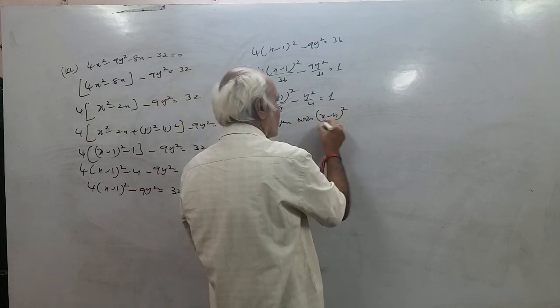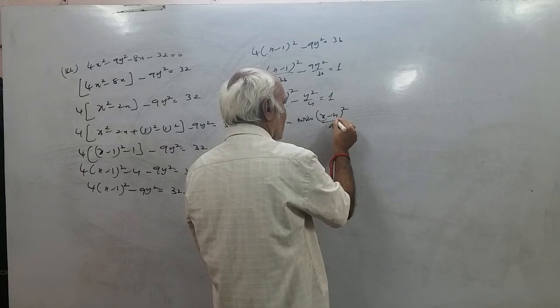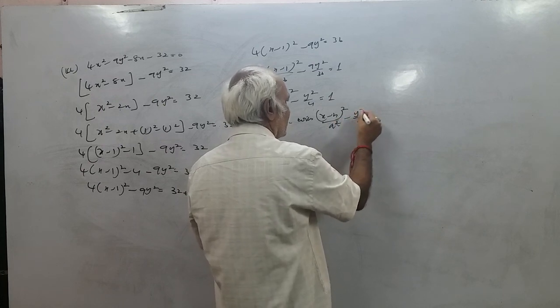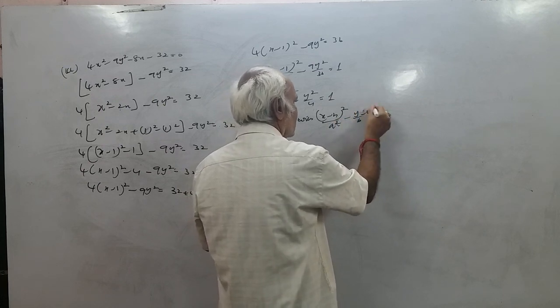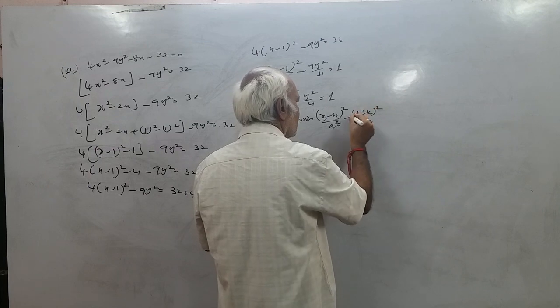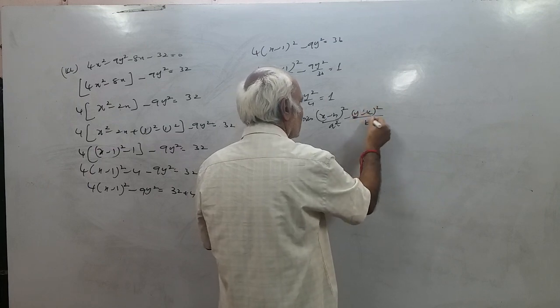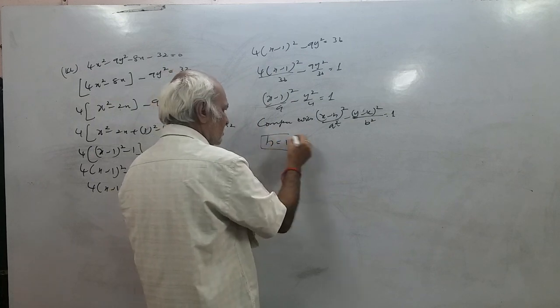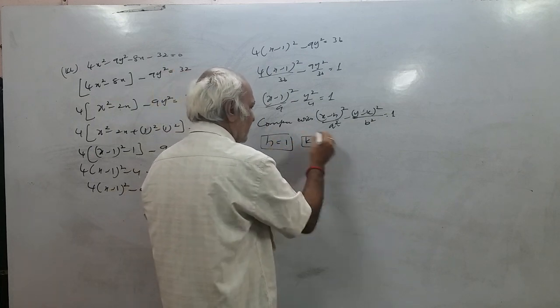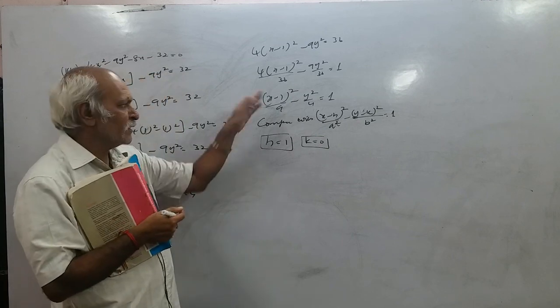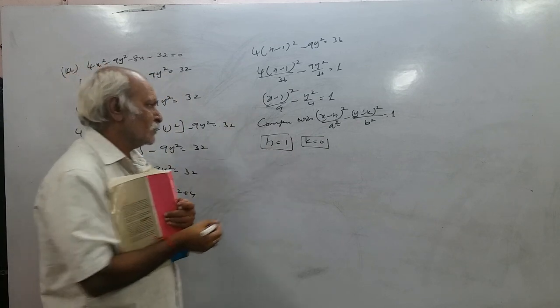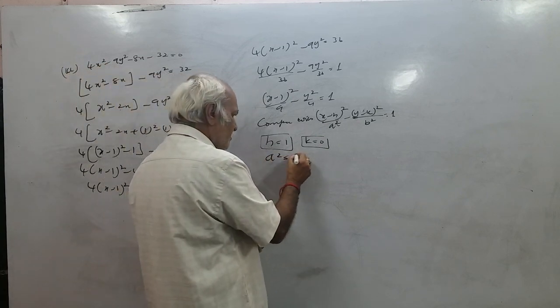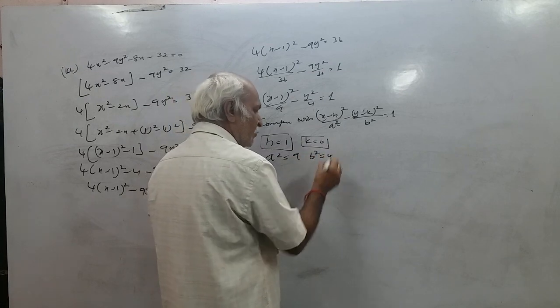(x − h)²/a² − (y − k)²/b² = 1. So the h value is 1, k value is 0. Okay, we compare with this: h is equal to 1, k is equal to 0. And what is the a² value? 9. b² value is 4.